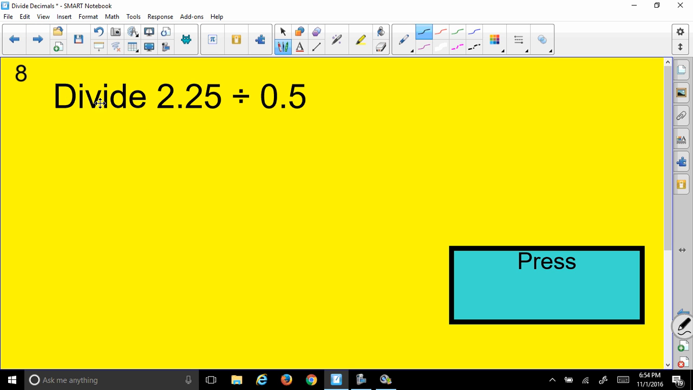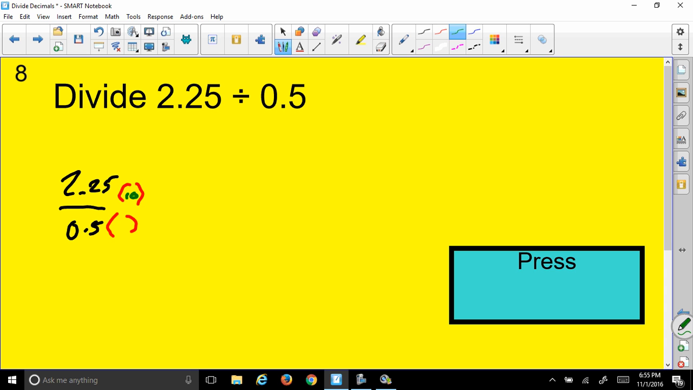So here's our first example. We have 2.25 divided by 0.5. All right, so let's set this up as a quotient. And we have 2.25, and we're dividing by 0.5. Now we want to multiply this by the same number as the top because it's not going to change our quotient or our answer. The number I'm going to use is 10.